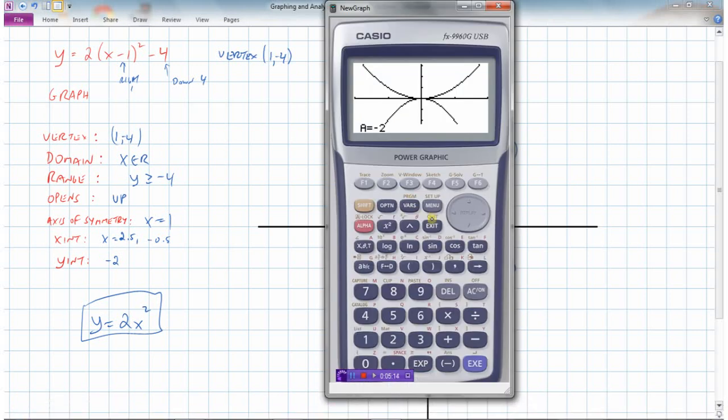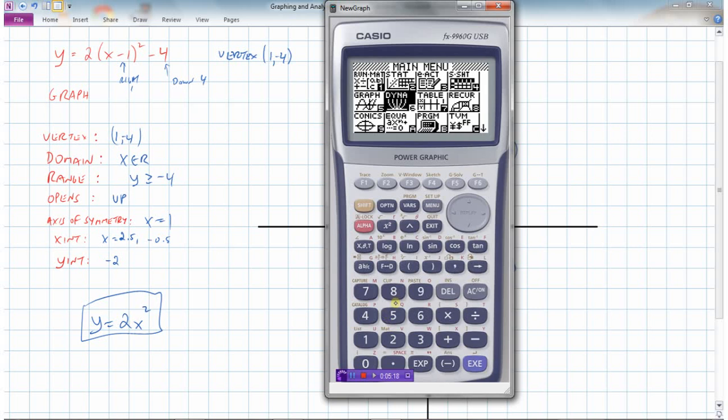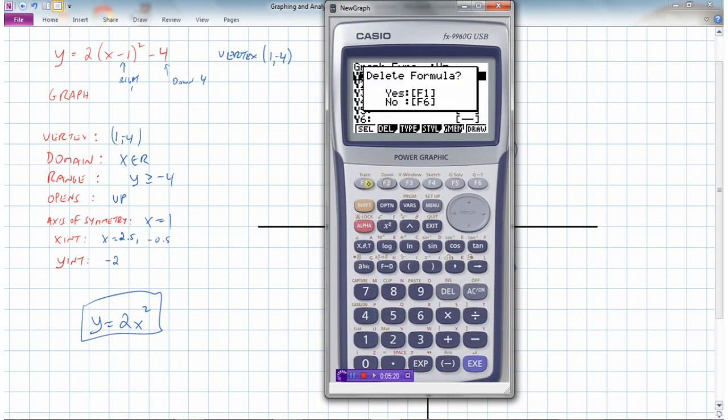Now, if we had a graphing calculator, we could enter the function in the calculator. So 2 times x minus 1 squared minus 4.